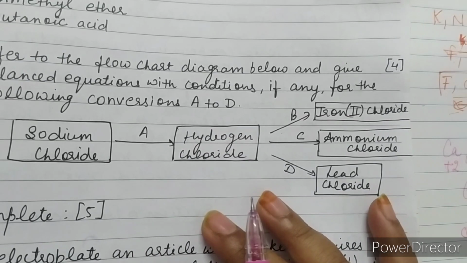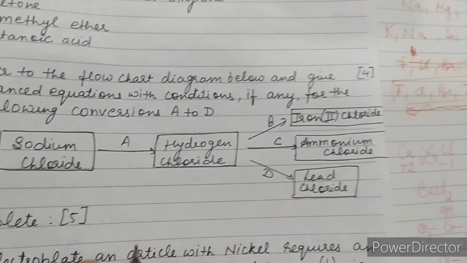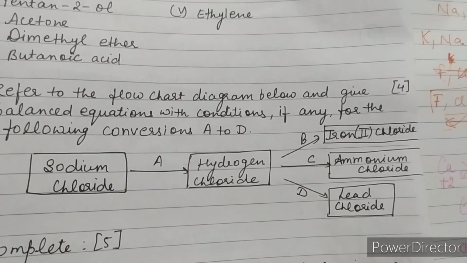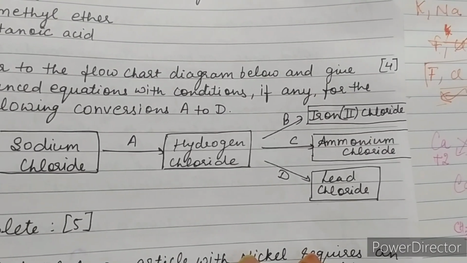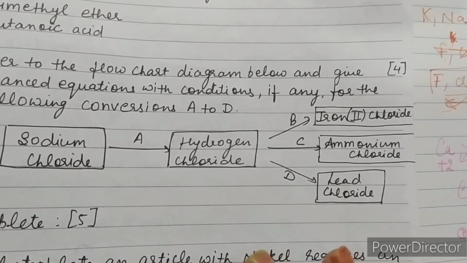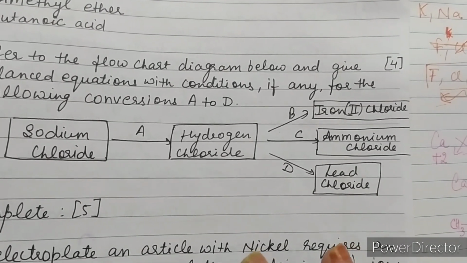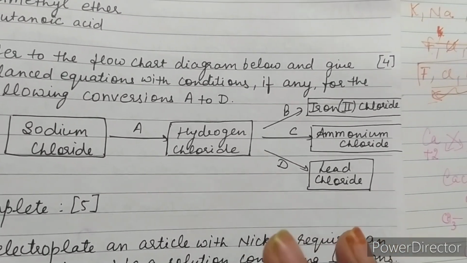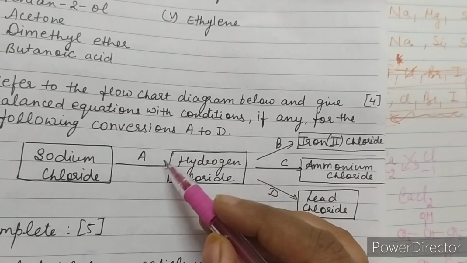Next is, refer to the flow chart and write all the equations corresponding to the following conversions A, B, C, D. Now in this question students mostly make a mistake in the board exams. They don't understand actually what these letters A, B, C, D represent. A, B, C, D represent 4 complete balanced equations. Don't write only a reactant or only a product, you have to write the full equation. Now for example, I am telling you for A.